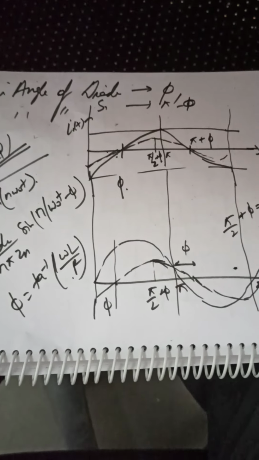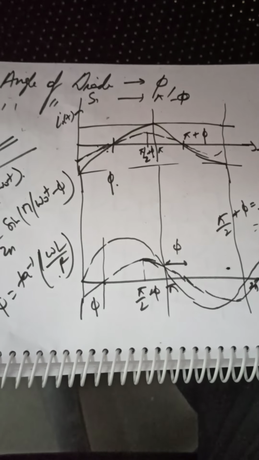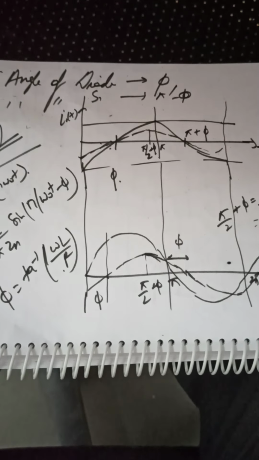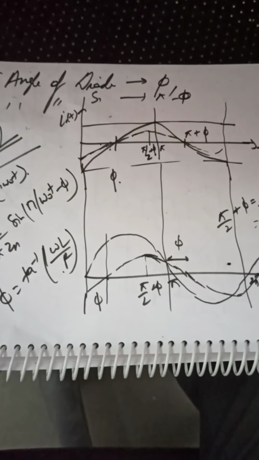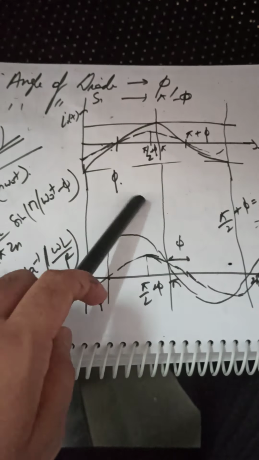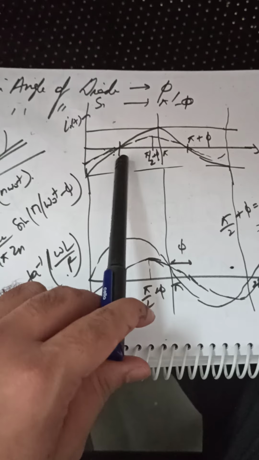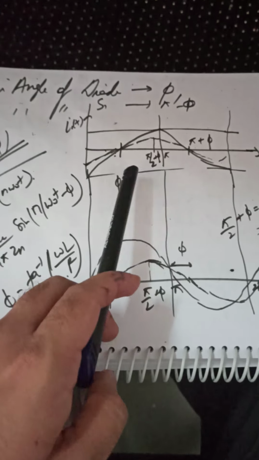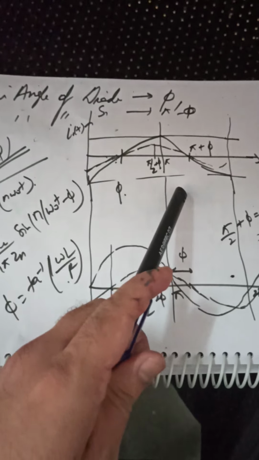Now let's have a look at this waveform. Again, it is very important for us to draw the fundamental load current. The fundamental load current will be a sinusoid that will be varying from phi to pi plus phi. Yes, you can see from this waveform easily that its zero crossing is coinciding with the zero crossing of the exponential graph. The peak of this wave will reside at pi by 2 plus phi. Yes, again the zero crossing will be at pi plus phi.